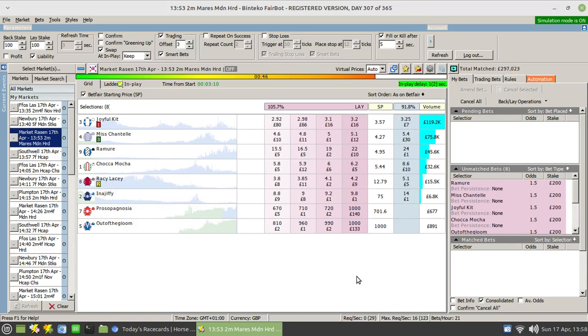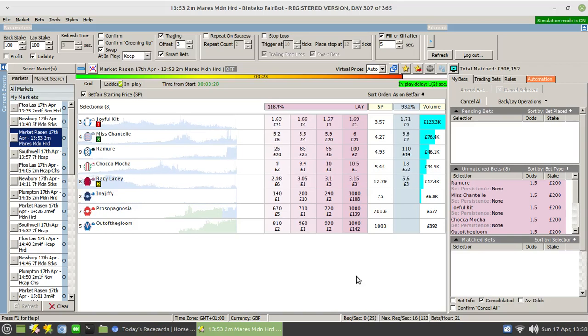Now keep in mind that you don't need to lay at odds on. You can lay at any place. It just affects the number of runners that you need to be matched. But we'll look into that in more detail in subsequent editions.